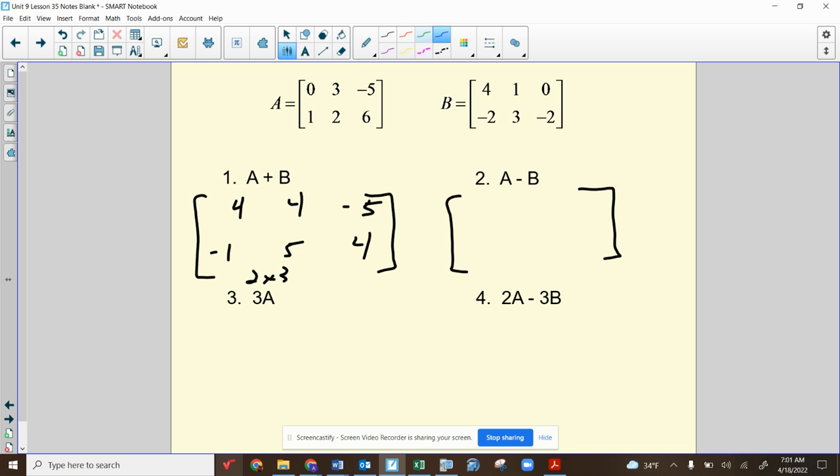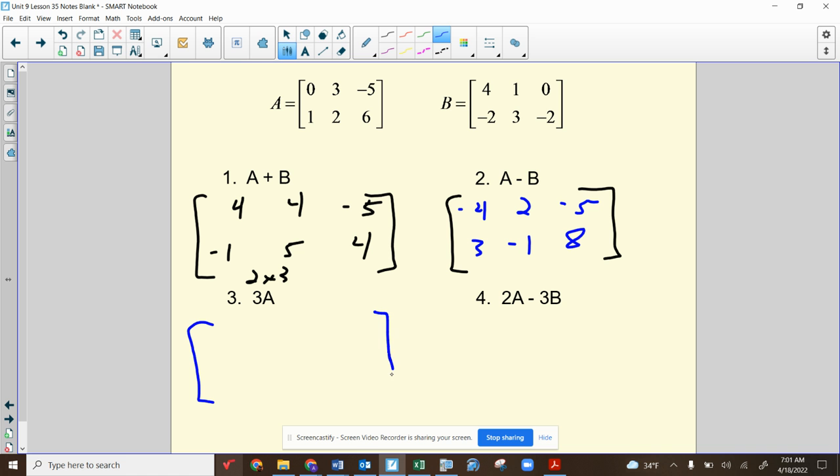Okay, so now this time we're going to subtract the numbers. So 0 minus 4, negative 4. 3 minus 1 is 2. Negative 5 minus 0, negative 5. 1 minus negative 2, so 1 plus 2 is 3. 2 minus 3, negative 1. 6 minus negative 2, so 6 plus 2 is 8. And that's all there is to it.